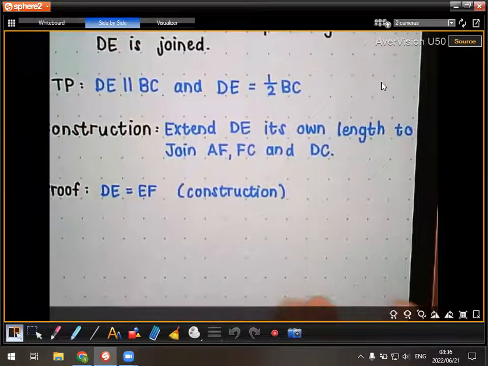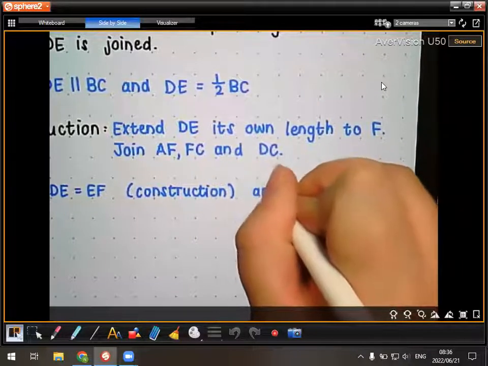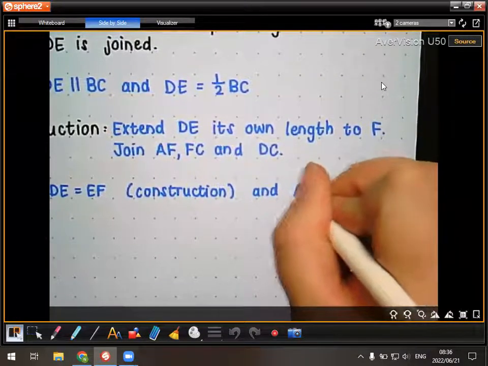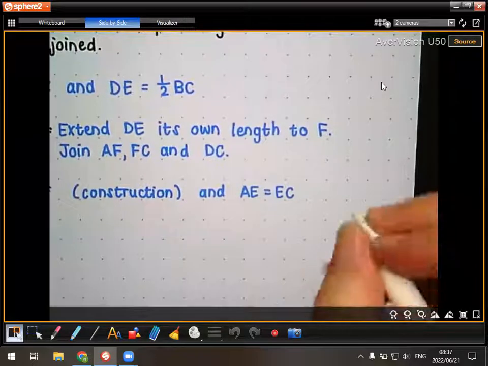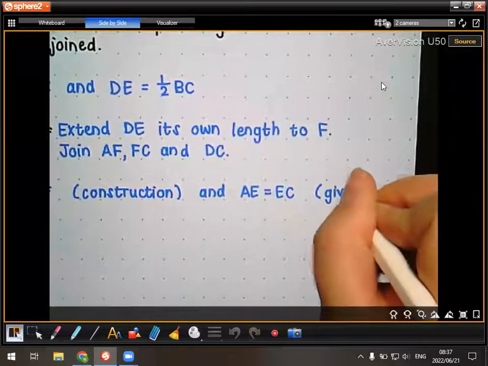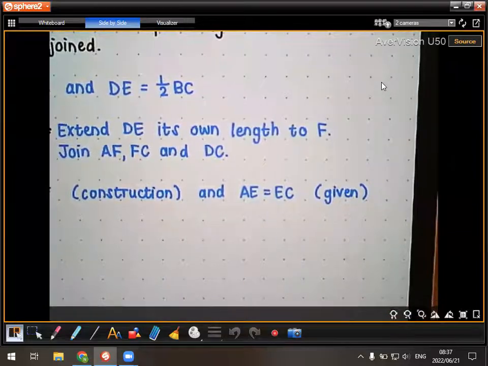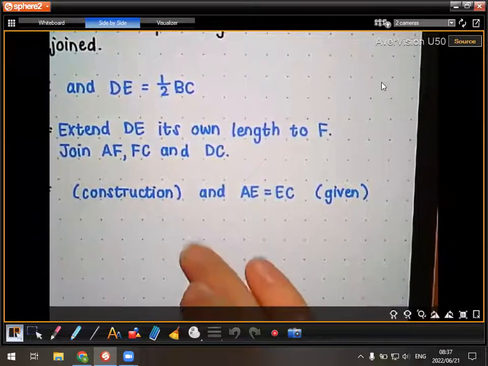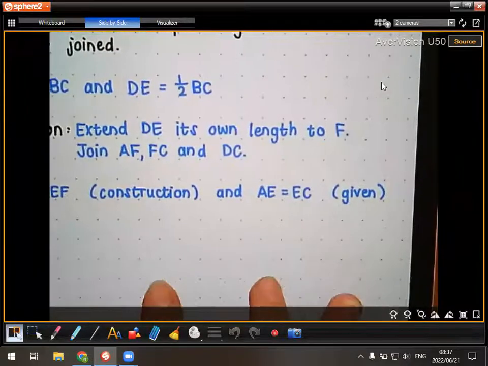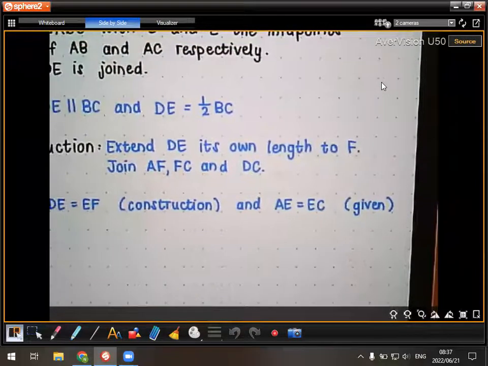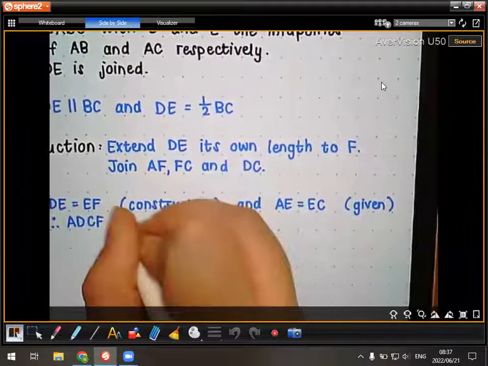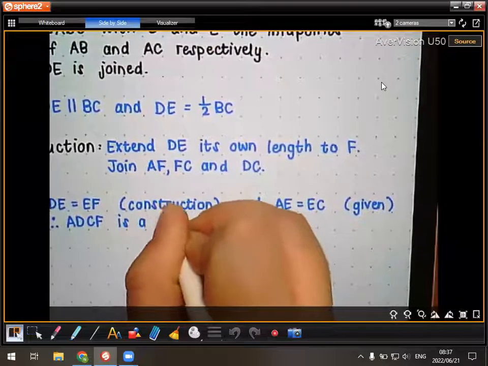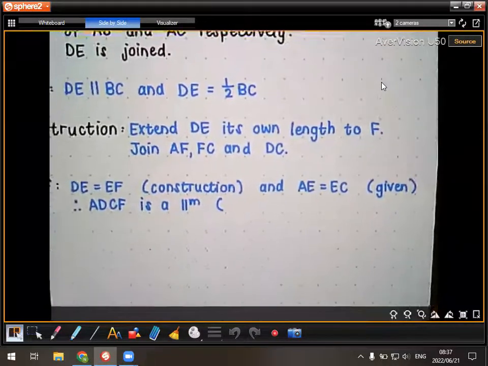And what were those other parts of the diagonals? Was it AE and EC? AE is equal to EC. Now guys, that bit of information was actually given because they told us that E was the midpoint of AC. All right, so that is given. Therefore, what is our conclusion from there? That shape, which was ADCF, is a parallelogram. Reason: diagonals bisect each other.